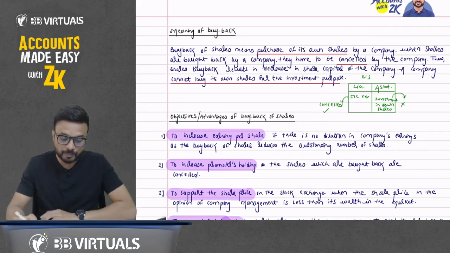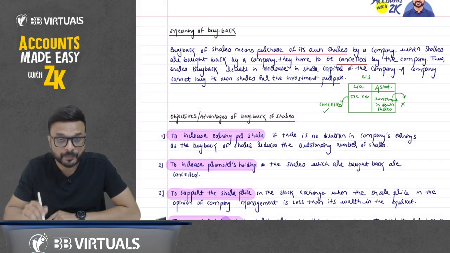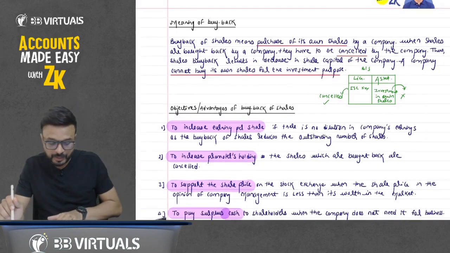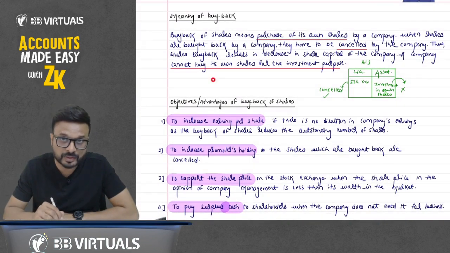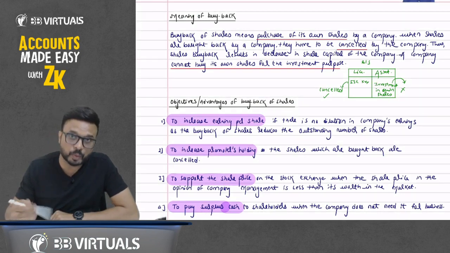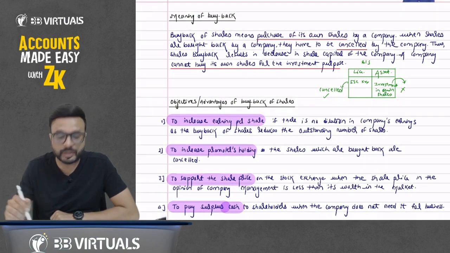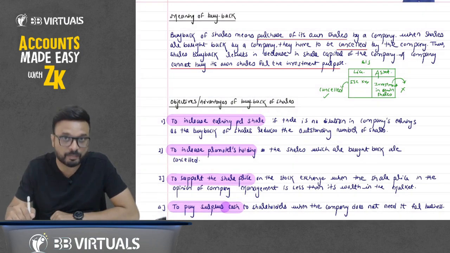So, what do you mean by buyback? Buyback means purchase of its own equity shares by a company and then they cancel those equity shares. And they cannot hold those equity shares as an investment. It means that when the company repurchases their own shares, they have to cancel them. They cannot show it as an investment on the asset side of the balance sheet.